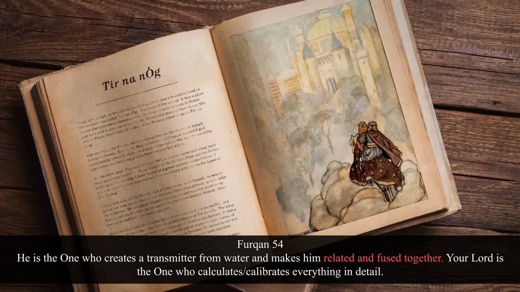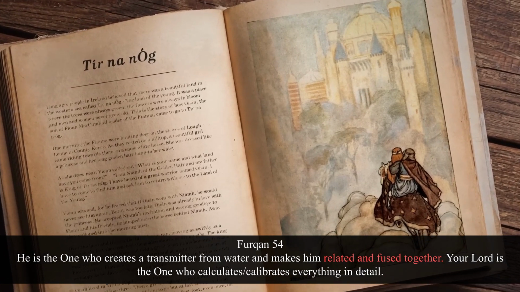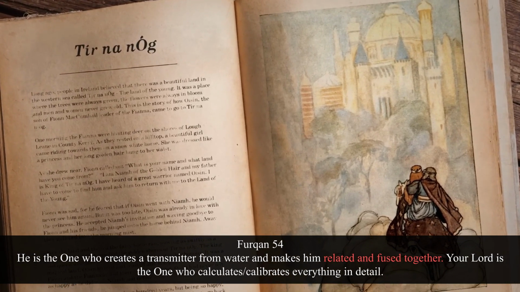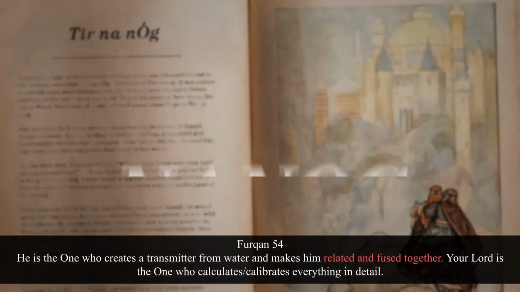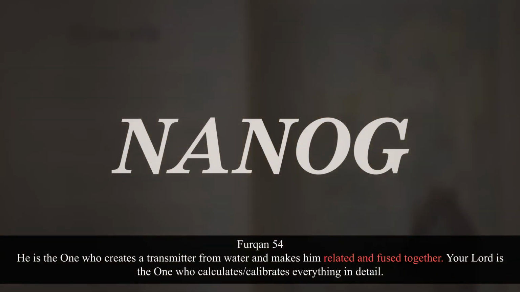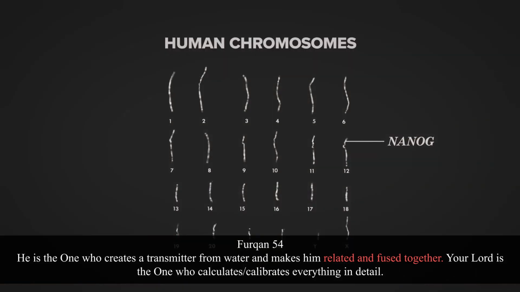In Celtic mythology, there's a place called Tir na Nog, a land of eternal youth. When one scientist discovered a protein that keeps stem cells forever young, he named it after this place, Nanog. The human Nanog gene is located on chromosome 12, at least the version of the gene that works. There are 11 other broken copies of Nanog spread throughout our DNA. How did these extra copies get spread through our genome like lost socks?